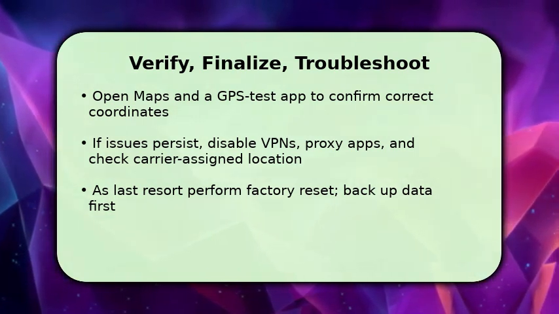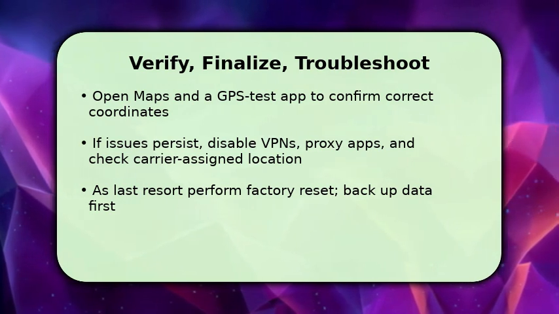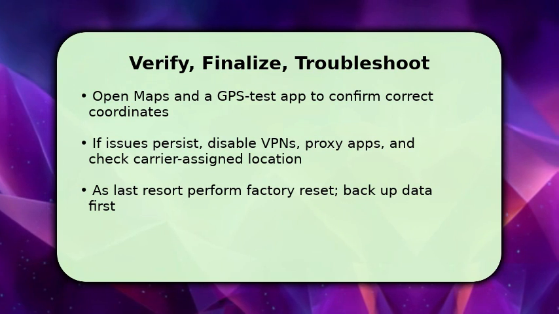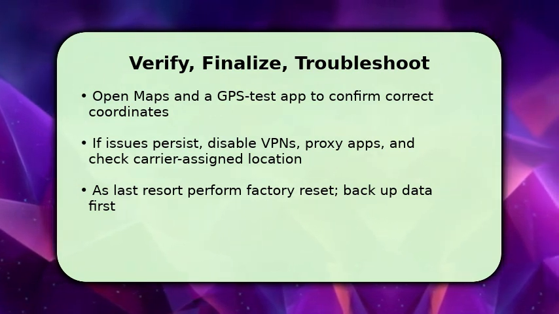If location still misreports, remove account sync for location providers and reboot again. If all else fails, back up your data and perform a factory reset to remove hidden spoofers.